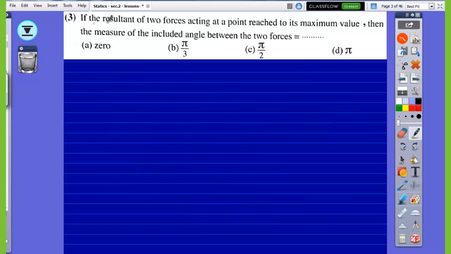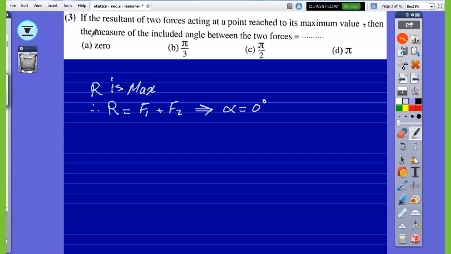180 degrees. If the resultant of two forces acting at a point reached its maximum value, so we have R is maximum, so we can say that R equals F1 plus F2, and the angle between them, denoted by the symbol alpha, equals 0 degrees.